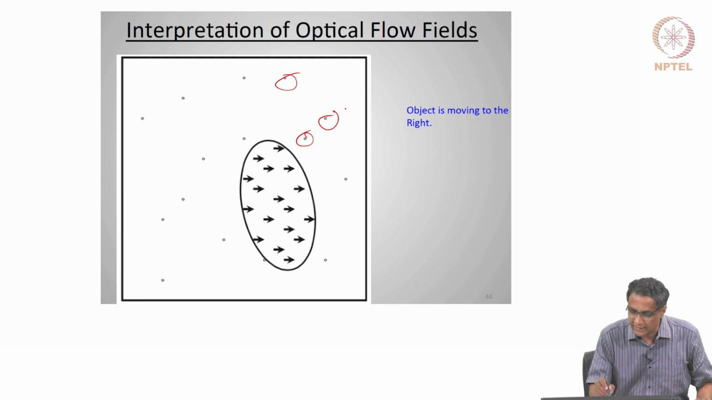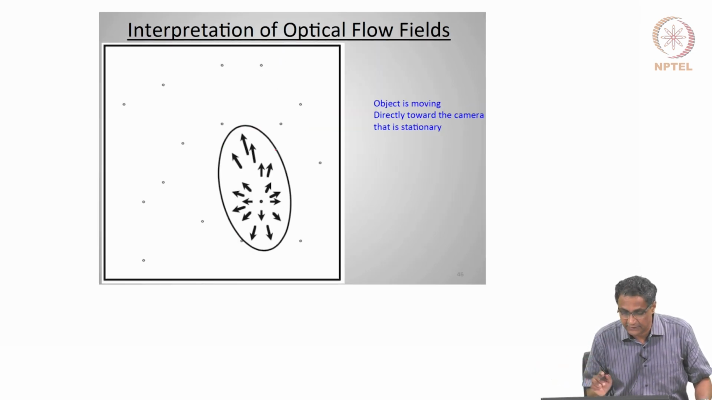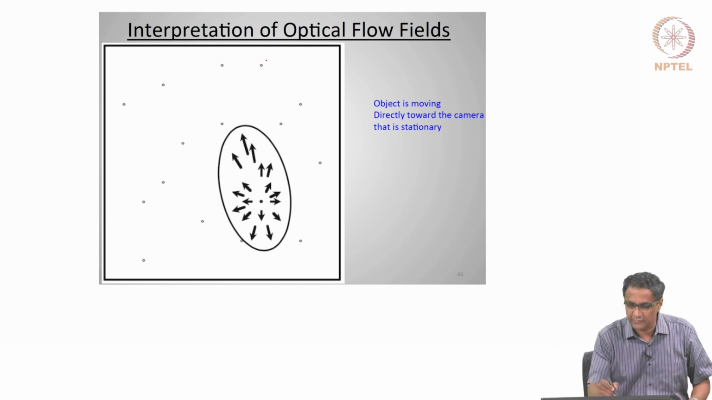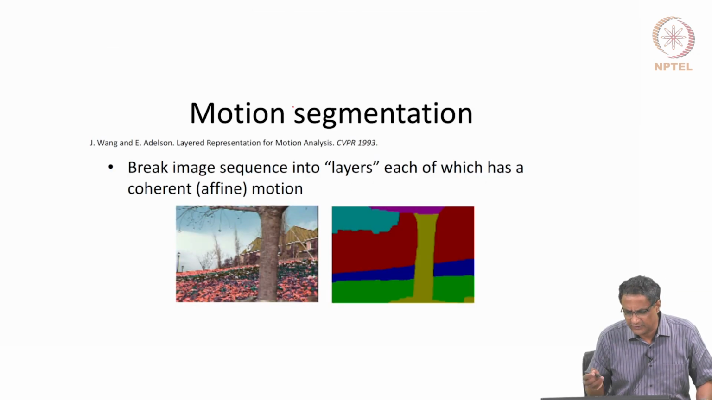Okay, so here it's like there is an object here which is moving to the right. That's an independent object that's moving to the right, and here is a case where the object is moving directly towards the camera, which is the reason why you have these outward vectors going from that point, whereas the background and all is still having a zero velocity. So, you can have all these situations.